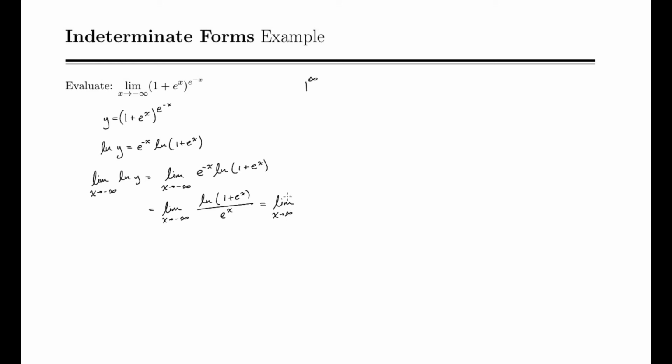Well, so we take our derivative of the numerator. The derivative of natural log of something is 1 over that thing, and then times the derivative of the inside, which is simply e to the x. And then the derivative of the e to the x down there is e to the x. And so those cancel each other out. And now as x goes to negative infinity, we have 1 over 1 plus e to the negative infinity. And e to the negative infinity is 0. And so we end up with just 1 over 1 plus 0, which is 1.